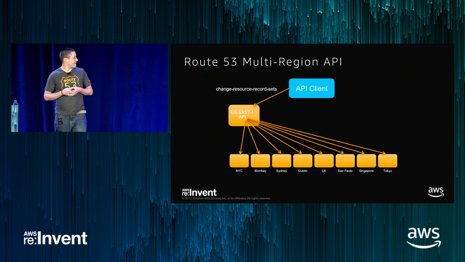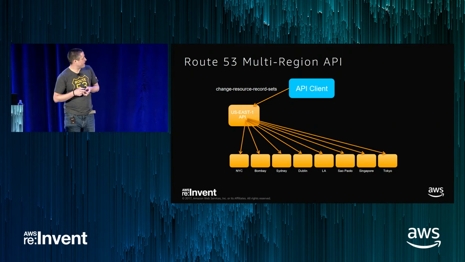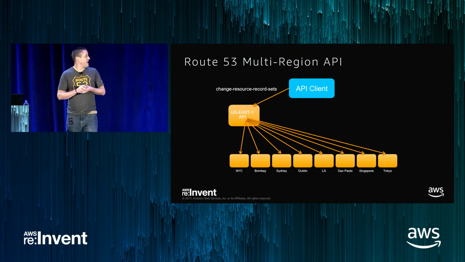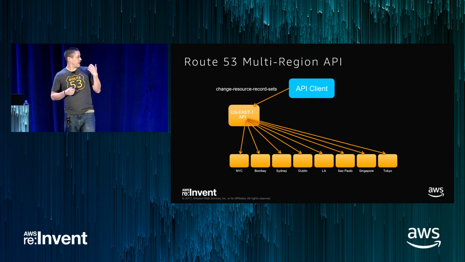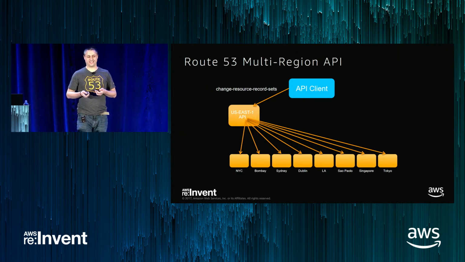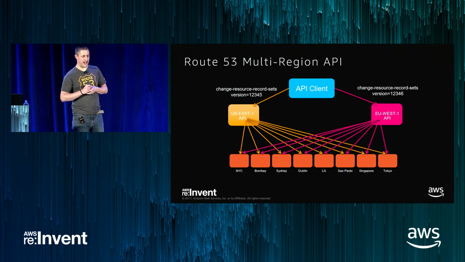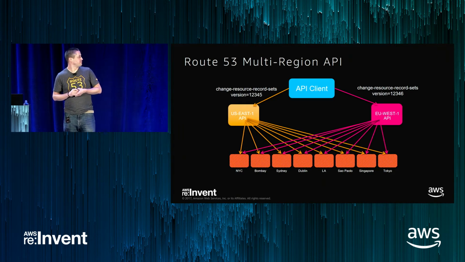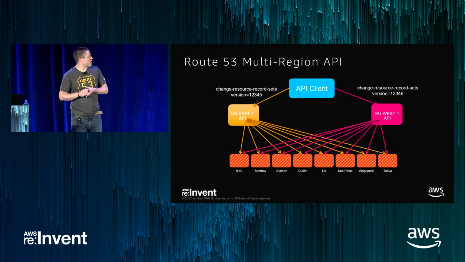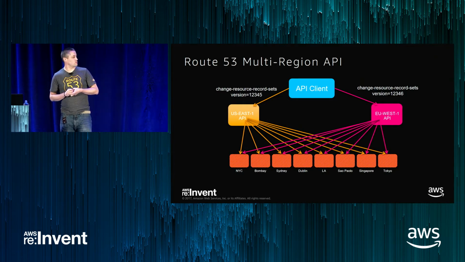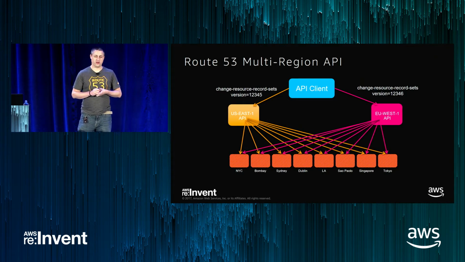You have an API client, it calls our US East 1 API. It's one API for the world, and initially that will return your change as pending. We'll propagate it out to the world, and then the API will switch to saying that it's in sync. And what we're adding here is a second API. Now, you'll notice that there are no lines that go between the US East 1 API and the EU West 1 API.